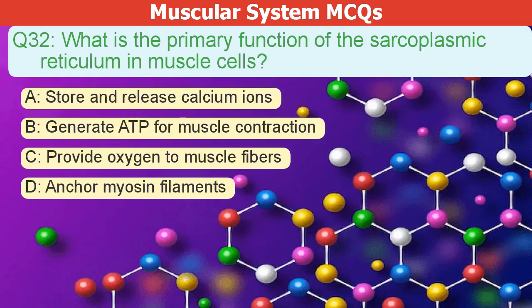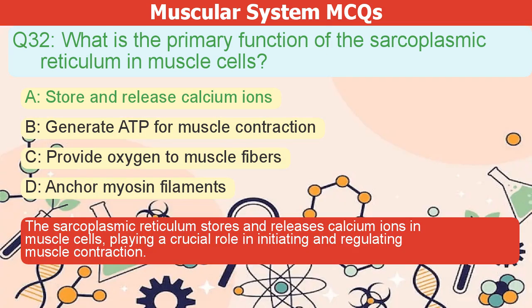What is the primary function of the sarcoplasmic reticulum in muscle cells? A. Store and release calcium ions. B. Generate ATP for muscle contraction. C. Provide oxygen to muscle fibers. D. Anchor myosin filaments. The correct answer is A. The sarcoplasmic reticulum stores and releases calcium ions in muscle cells, playing a crucial role in initiating and regulating muscle contraction.